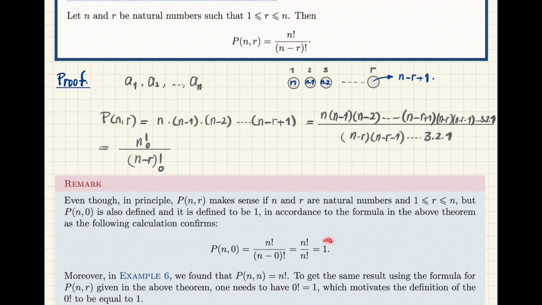It might be that you say I can choose it in one way, or not choose it at all. But it needs to be defined. So Pn,0 is defined, to be on the safe side. This formula is valid if r starts from 0 as well.